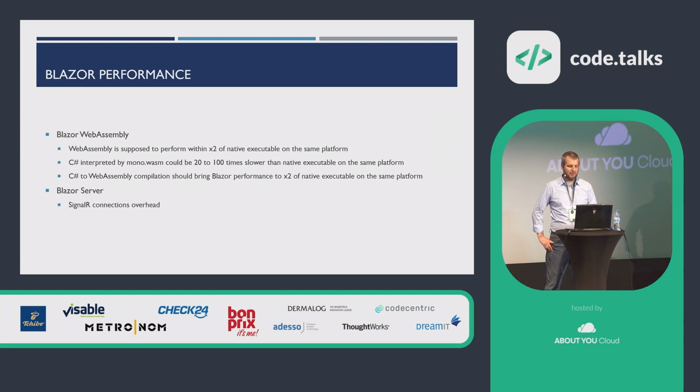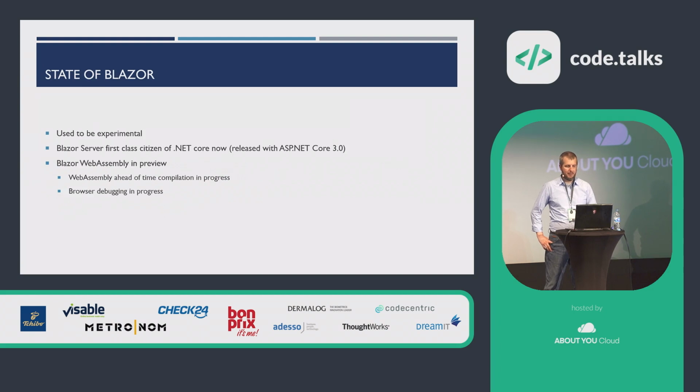With Blazor Server, the performance problem could stem from SignalR and the number of connections. Blazor used to be experimental technology for quite a while, but now Microsoft has committed to finalizing and releasing it. Blazor Server is already a first-class citizen of .NET Core. It just got released with ASP.NET Core 3.0. Blazor WebAssembly is still in preview. They are still working on this, still fixing stuff like debugging in the browser and WebAssembly compilation of C# and whatnot.